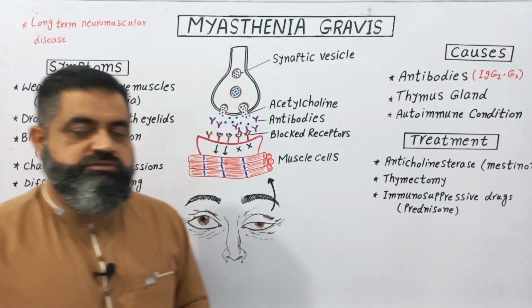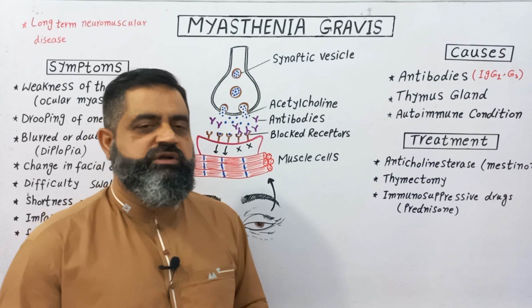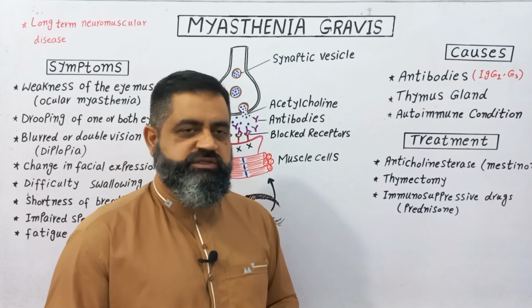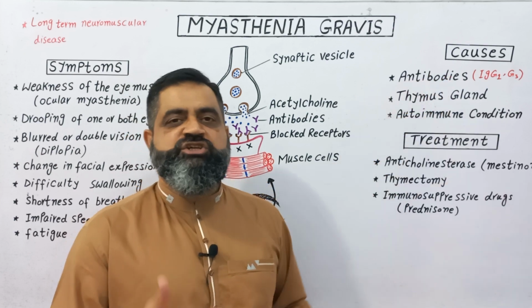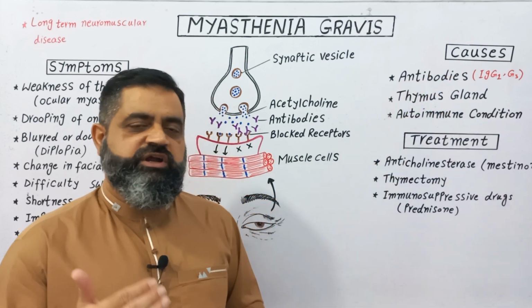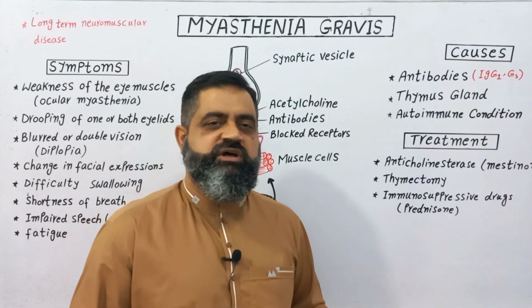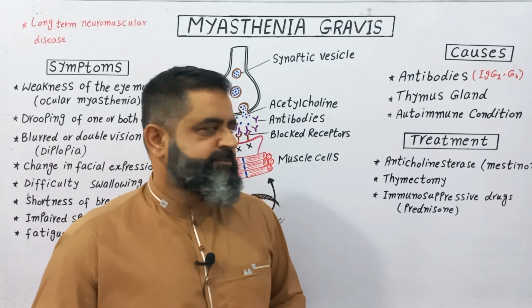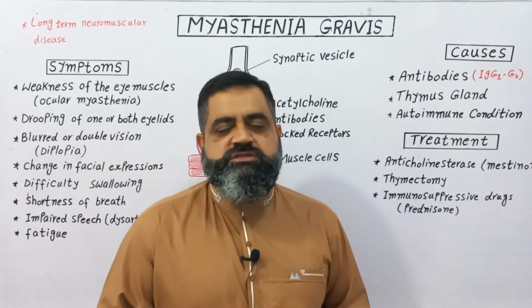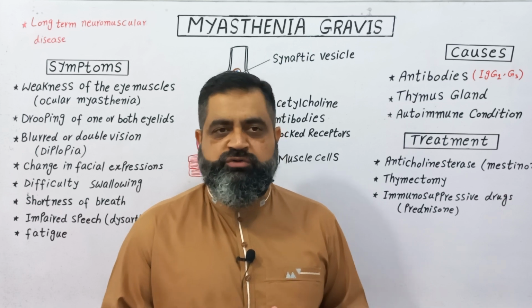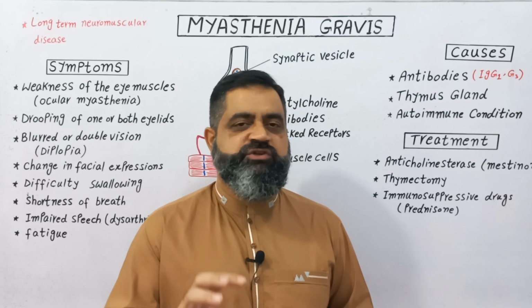If we look at the causes of this disease, the most important cause is autoimmune disorder, as I mentioned earlier, including antibodies IgG1 and IgG3, which are involved in this kind of condition. But sometimes the thymus gland is also involved in this disease. As I mentioned earlier, this disease does not have a permanent cure, so we only treat with certain medication to improve the symptoms of the patient.